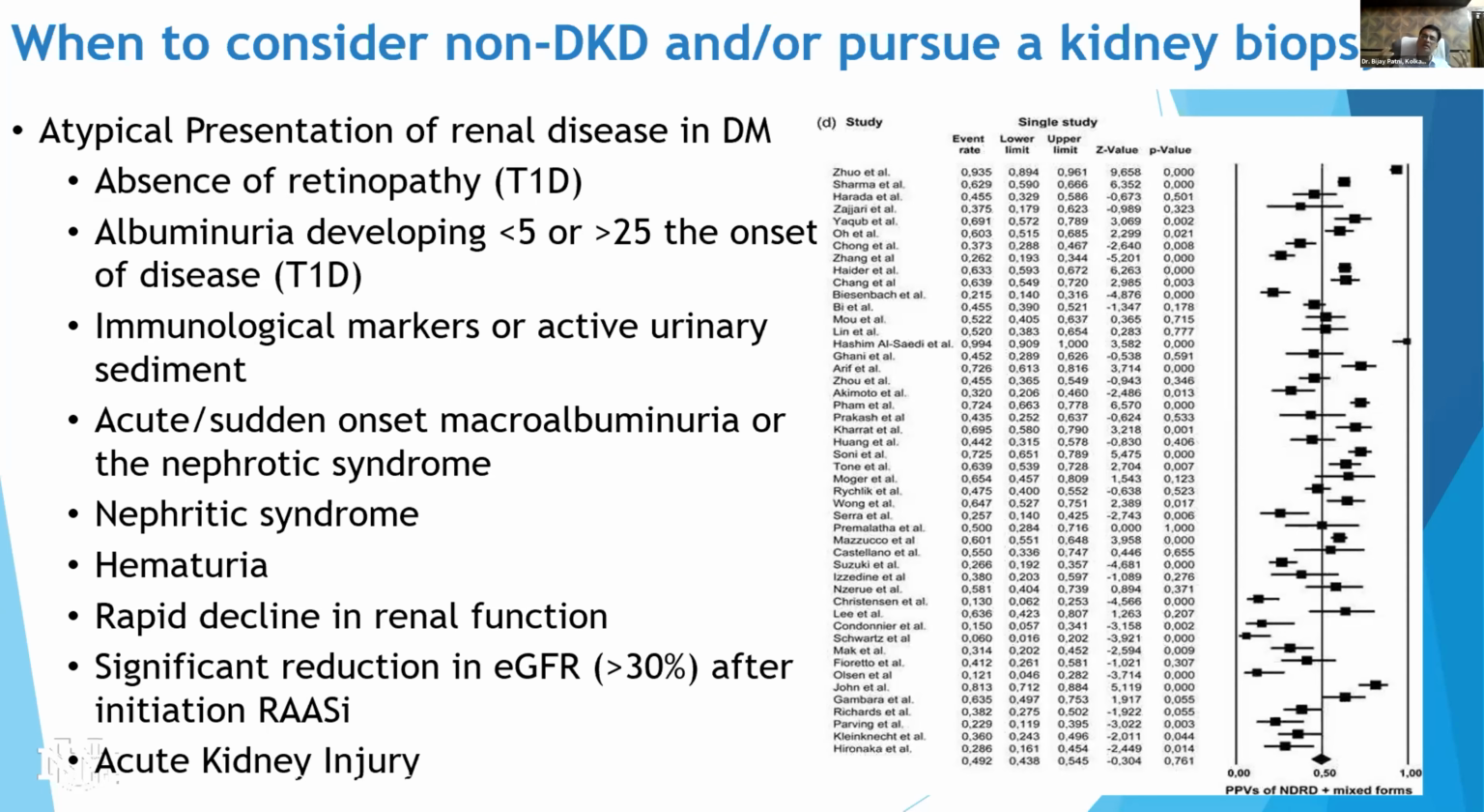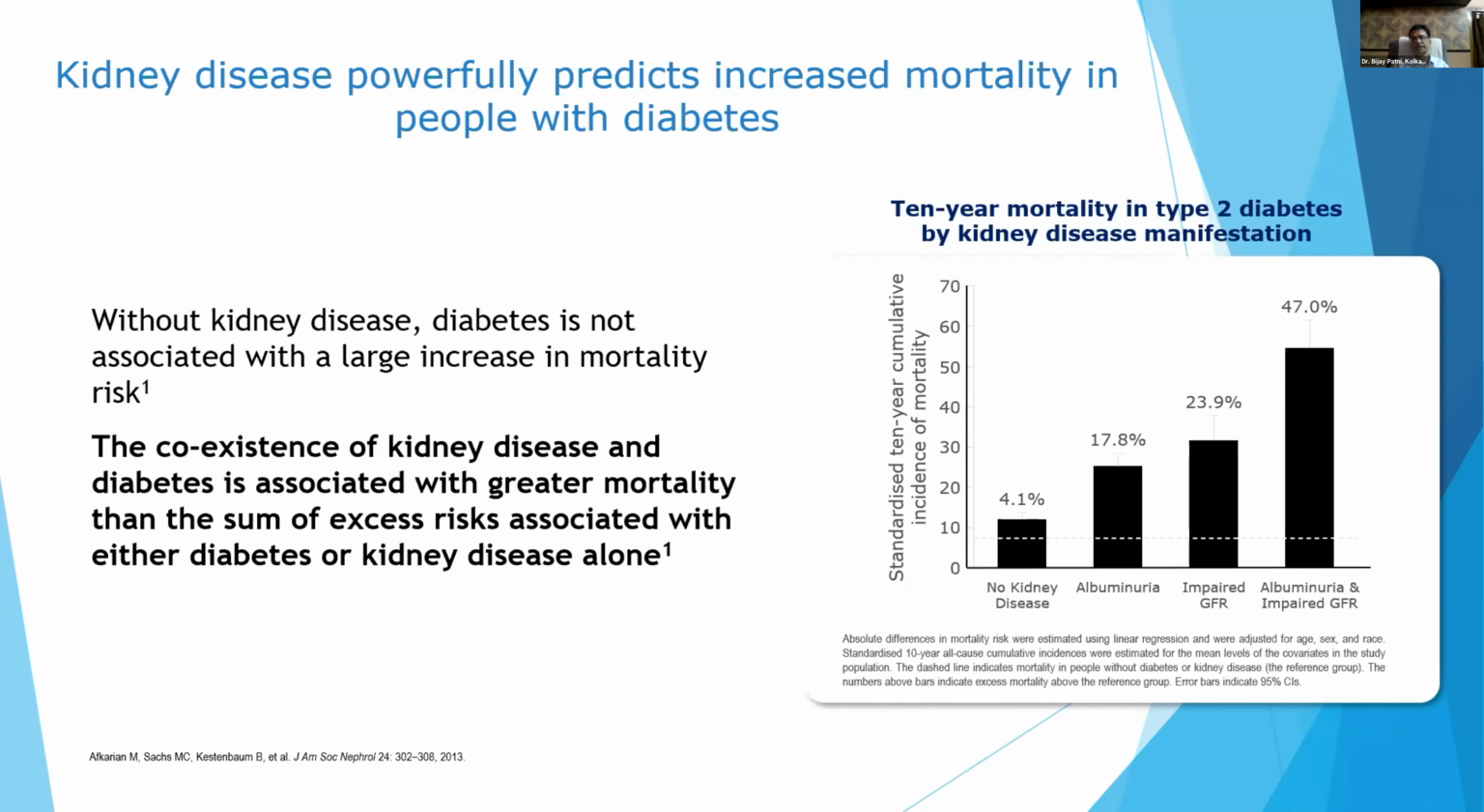These are the various factors which will actually help us decide whether we should consider this patient to be DKD or whether we need a kidney biopsy to establish it. But one thing is for sure, that the coexistence of kidney disease and diabetes is associated with greater mortality than the sum of the excess risk associated with either diabetes or kidney disease alone. You can make out from this graph that the 10-year mortality, when you have no kidney disease, is about 4%. But as kidney disease progresses from albuminuria to both albuminuria and impaired GFR, it goes up to 47%.